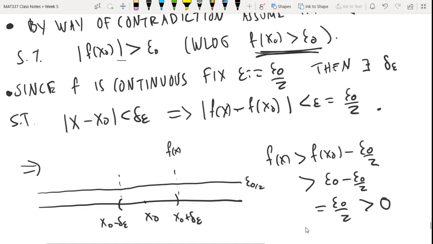So let me not draw it like this. So here, and then maybe it goes down, maybe it goes up, but at least here, it will be above this line. Is that okay?